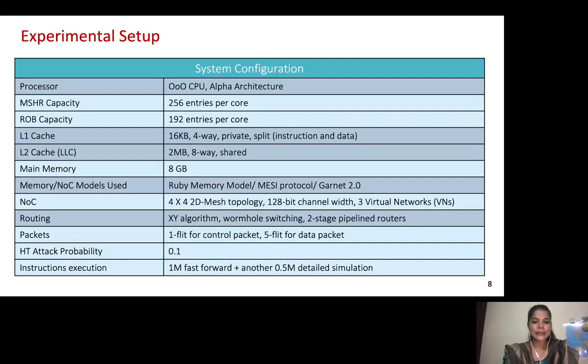HT attack probability is taken as 0.1, and in order to build the simulation system, 1 million instructions are fast forwarded while another 500,000 instructions are executed for detailed simulation.